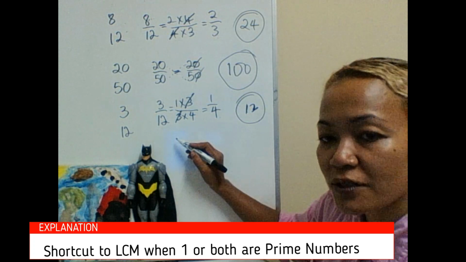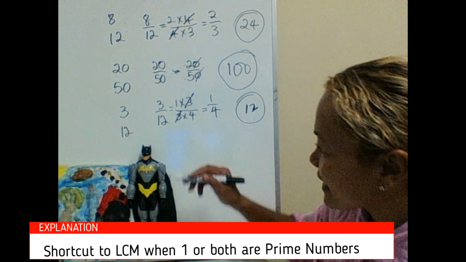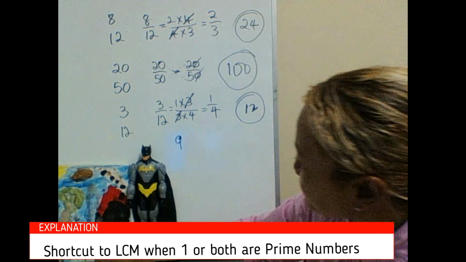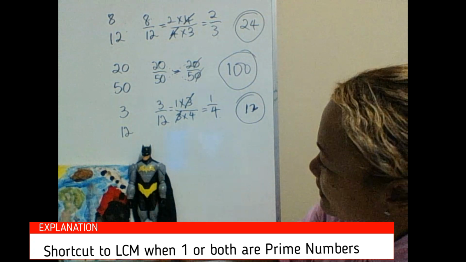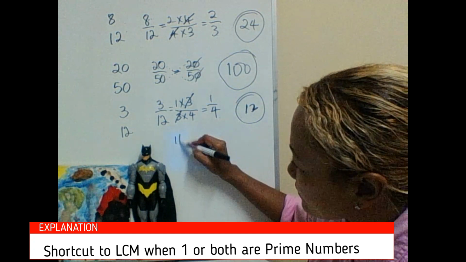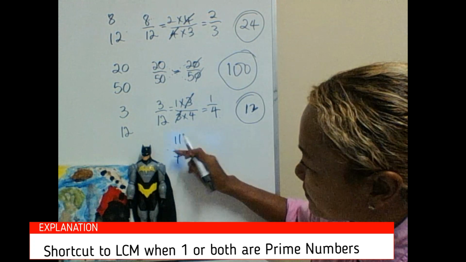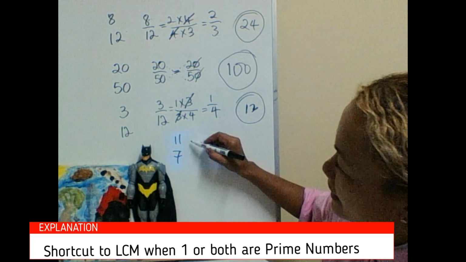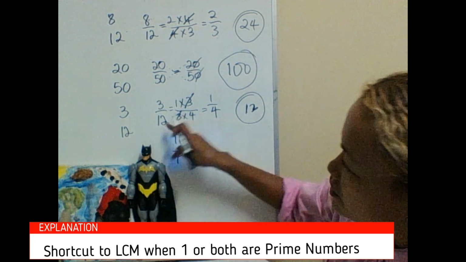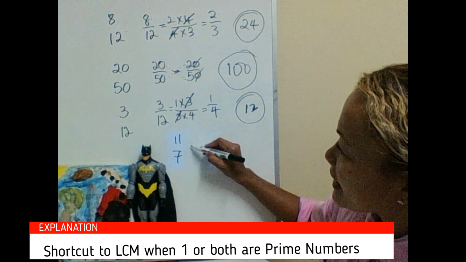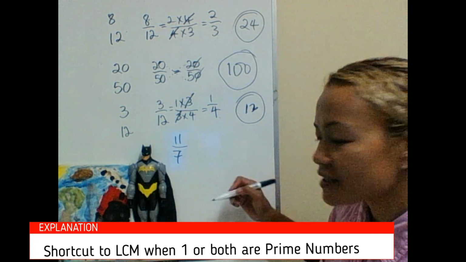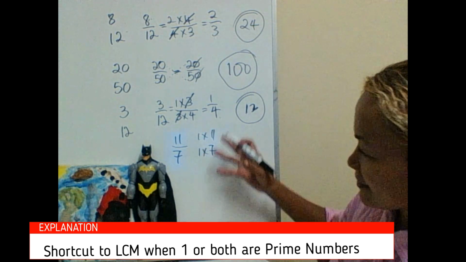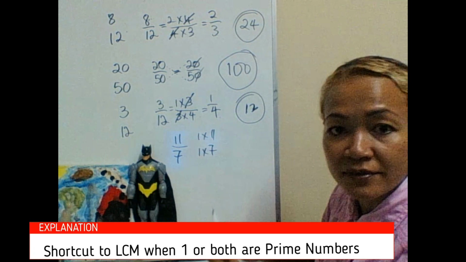So say, for example, we choose two prime numbers. Say 11 and 7. These are both prime numbers. Now what happens when you have both prime numbers is you can't reduce it any further, because if you've made it a fraction, then this will be 1 times 11, and here will be 1 times 7. You can't do anything. You're still stuck with 11 over 7.